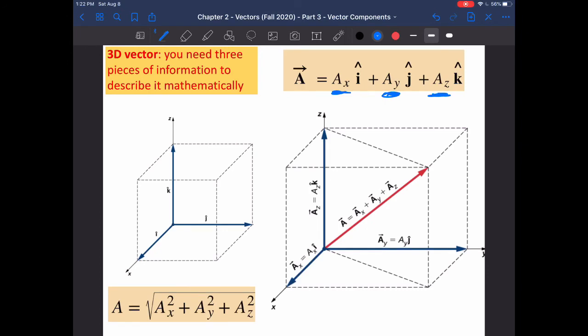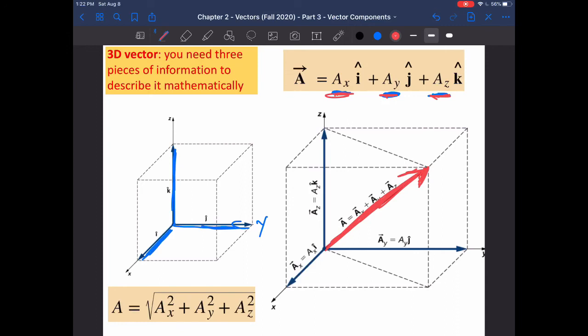So I'm going to have my x-axis, my y-axis, and my z-axis. My i hat is always going to point along x and have length 1. My j hat is always going to point along y and have length 1, and my k hat is always going to point along z and have length 1. Right? So if I define some random vector in this 3-dimensional space, I can always define it in terms of its x component, its y component, and its z component. And you can prove this to yourself if you want to go through the math.